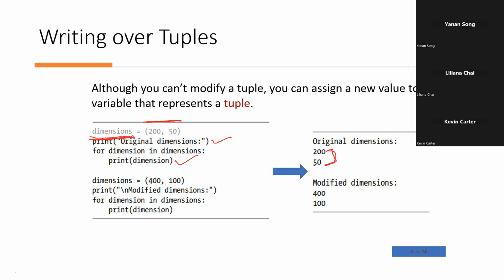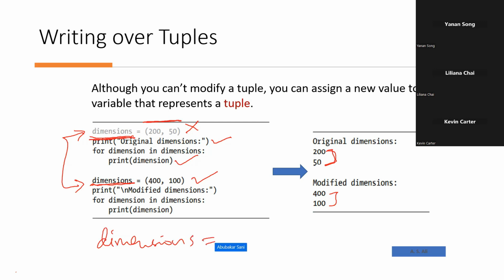Okay, I have a second variable. So the question is, this dimension, the computer will assume is different from this dimension. So you are overwriting. If you use the same variable name, this second one will now become the new value. So this one will no longer be the dimensions. If you print dimensions, now it is going to be 400 by 100.